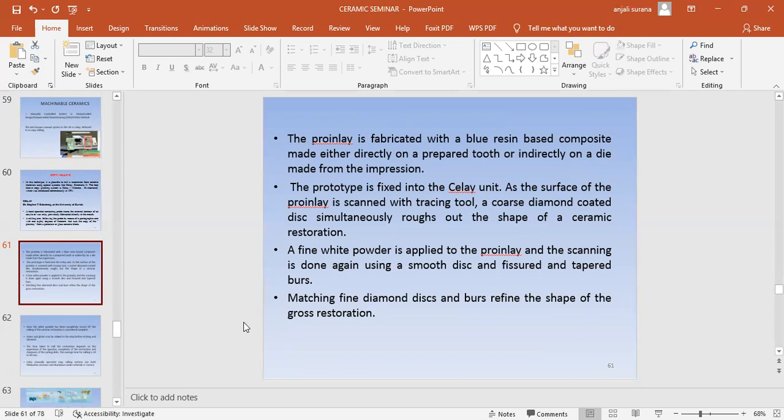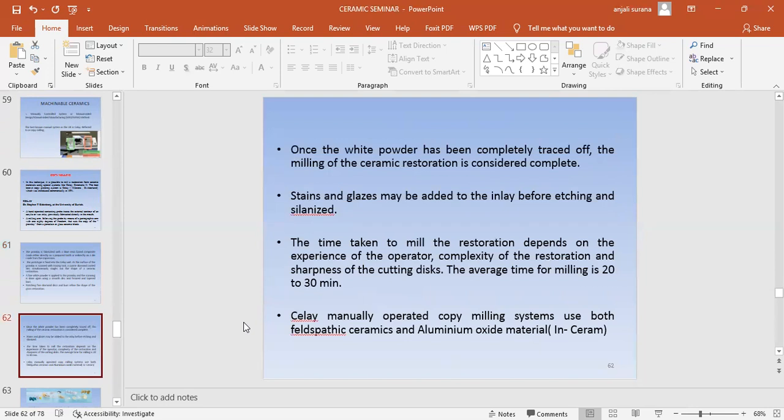The prototype is fixed into the Celay unit, and with the tracing tool, a coarse diamond coated disc simultaneously roughs out the shape of the ceramic restoration. A fine white powder is applied to the pro-inlay and scanning is done again, using the smooth disc and fissured and tapered parts. Matching fine diamond discs and burs refine the shape of the restoration. Once the white powder has been completely traced off, the milling of the ceramic restoration is considered complete.